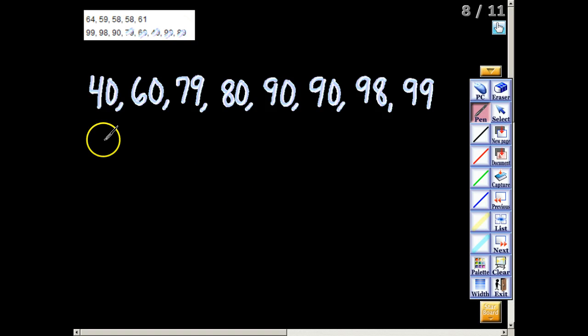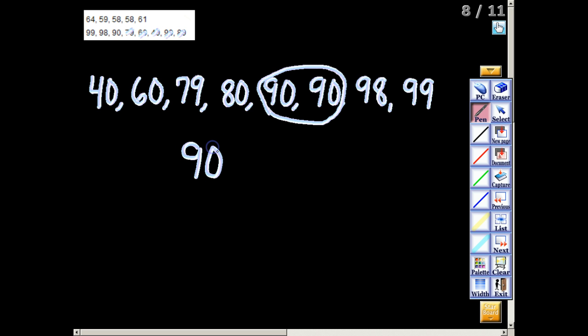Okay, so we take a look at our data, and we can see that 90 is occurring twice. Okay, not any other number occurs more than one time, so 90 would be our mode. So remember, the mode is the number that occurs most often. And the way to remember that, the M and O in mode stands for most often.